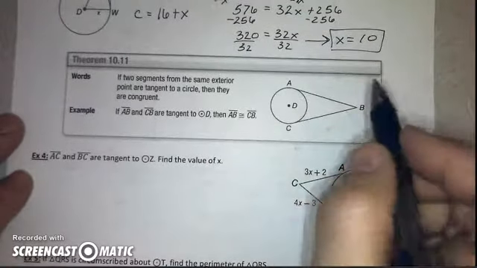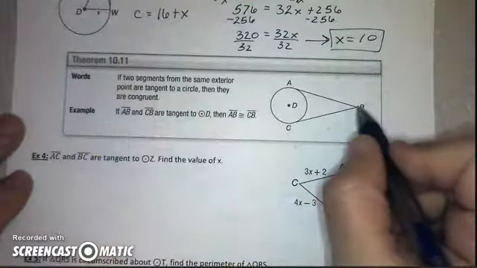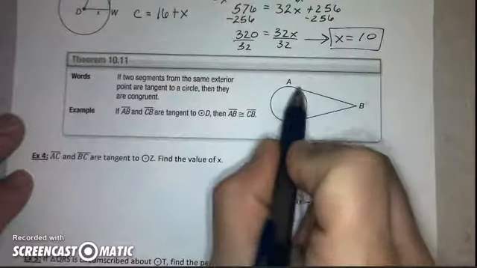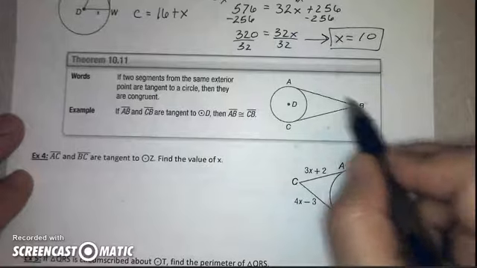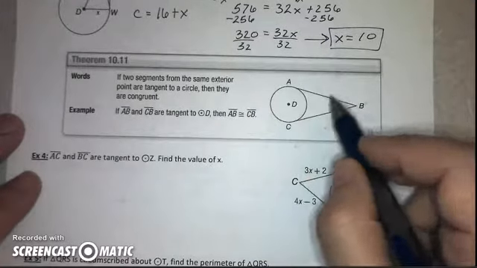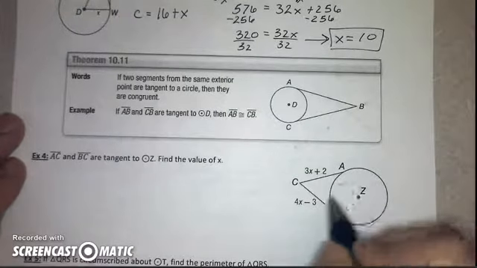If we have two segments in the same exterior point intersection here, so let me say that differently. If I have two tangent segments that intersect at the same point B, and they're both tangent to the circle, they have to be congruent. Okay, that's just a rule that we're going to notice. So we're going to use that to help solve some problems.